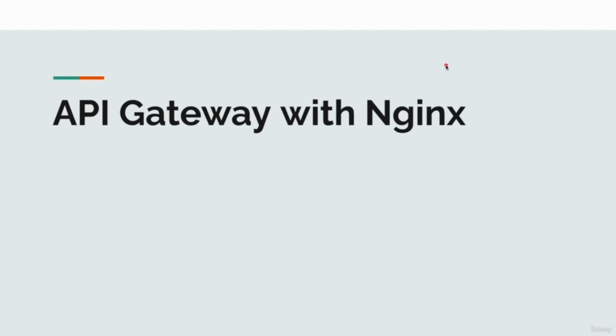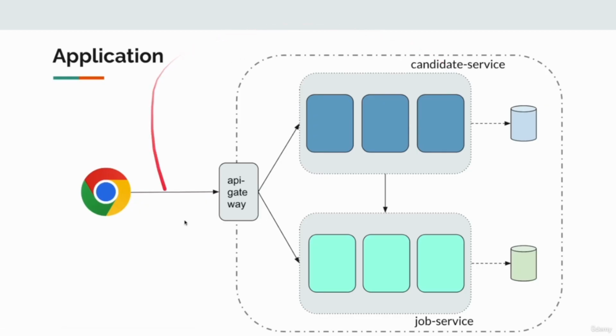Hey guys, in this section, let's work on the API gateway for our application using Nginx. This is our application. We have developed this service, tested, it works fine. This integration also we tested using a mock server. So individual services, they are all working fine. Now we are going to work on this API gateway.